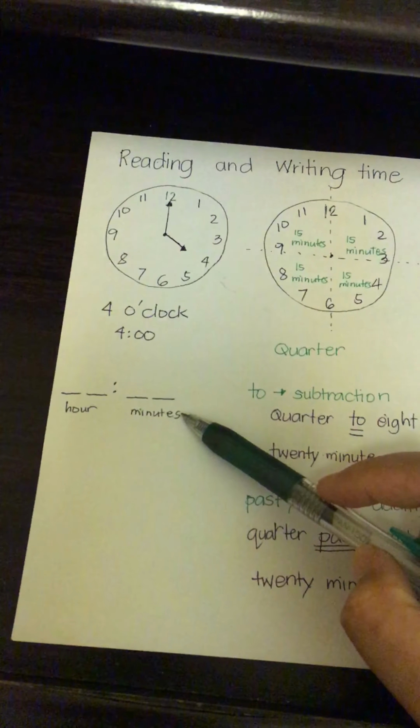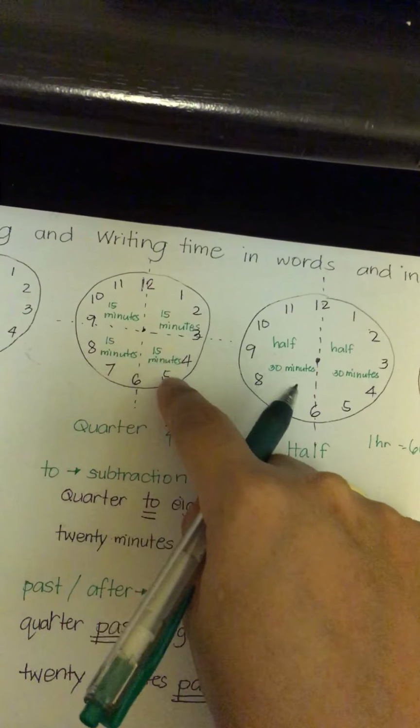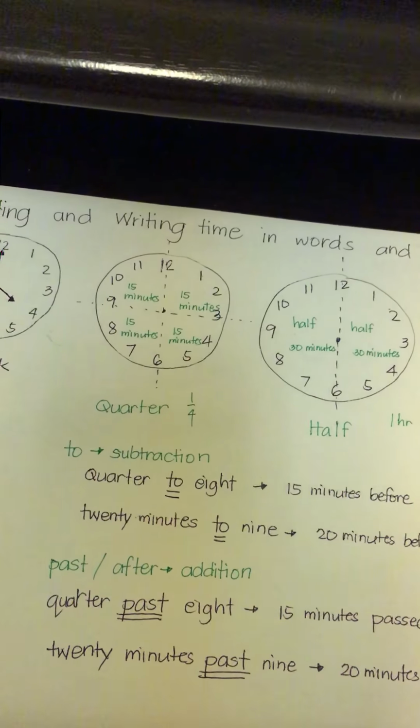Like for example this example. If you see the word quarter, it means 15 minutes. If you see the word half, it means 30 minutes, because half of 60 is 30. 1 hour is equivalent to 60 minutes, so half is 60 divided by 2, which is 30 minutes. Quarter means 1/4, so 60 divided by 4 parts. That's why each part is 15 minutes.